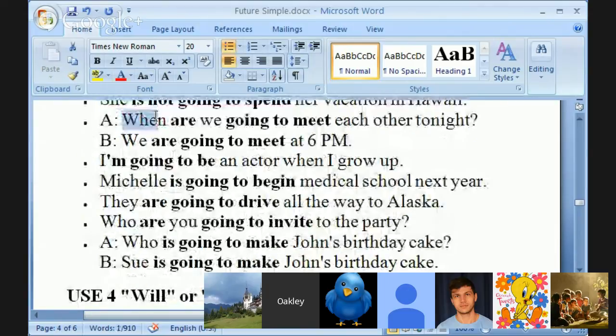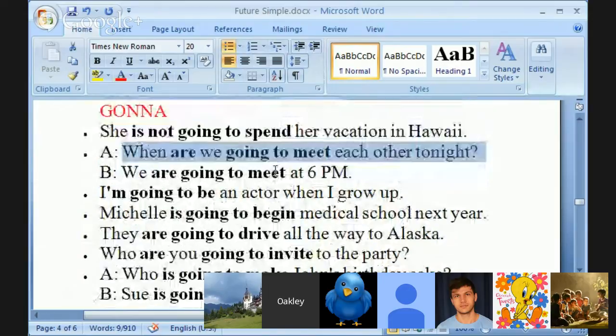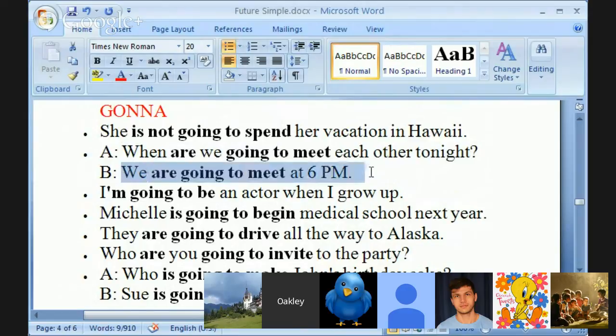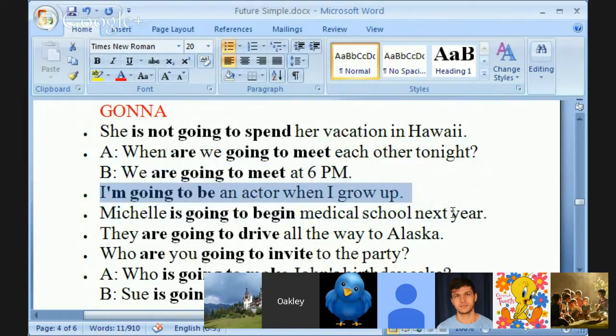Okay, when are we going to meet each other tonight? See this in a question form. The speaker is actually saying, what is the plan? And B answers with the plan. The plan is at 6 o'clock. We're going to meet at 6 o'clock. It doesn't matter how realistic the expression is. I'm going to be an actor when I grow up. All right, fine.